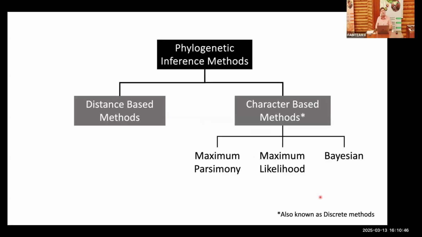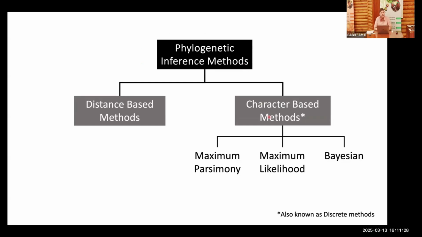Okay. Broadly speaking, we can divide phylogenetic inference methods into two categories: the distance-based methods and the character-based methods, which is also referred to as discrete methods. The distance-based methods, most people are familiar with. If you think about neighbor joining, you draw a neighbor joining tree from a distance matrix. So you have your sequence alignment. From the sequence alignment, a distance matrix is generated. And then from the distance matrix, a UPGMA tree or a neighbor joining tree is then constructed.